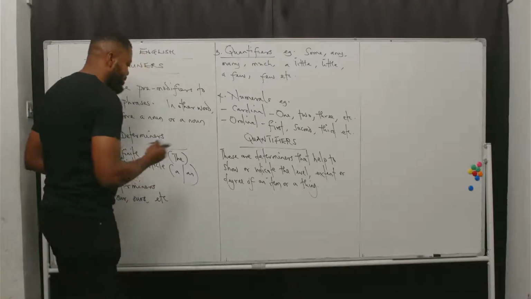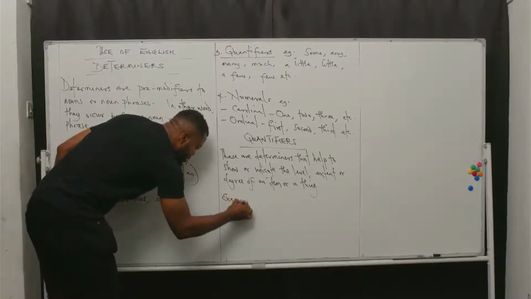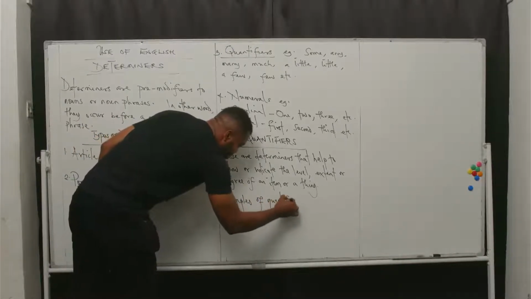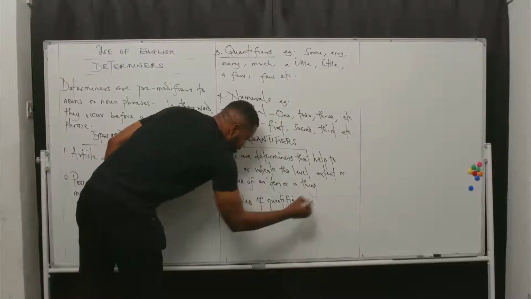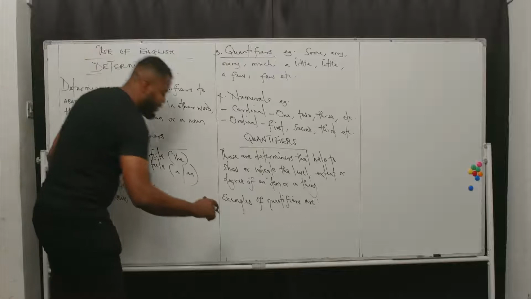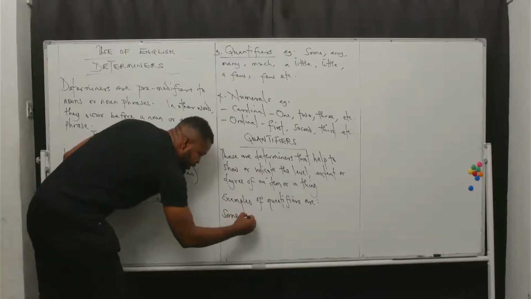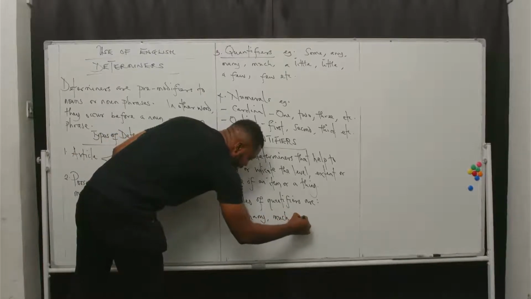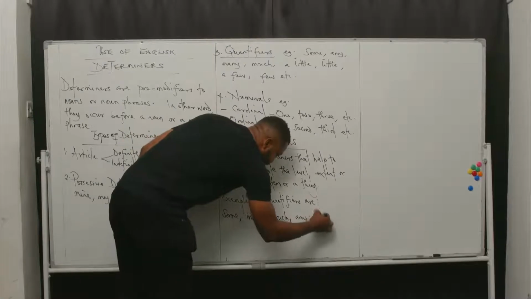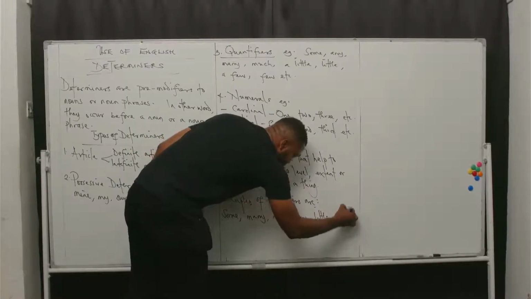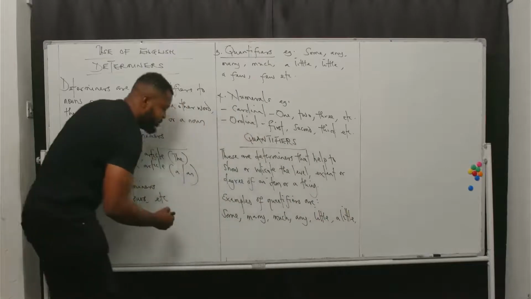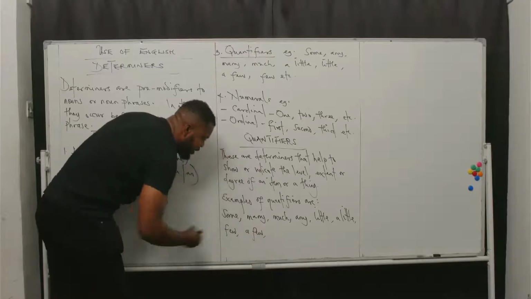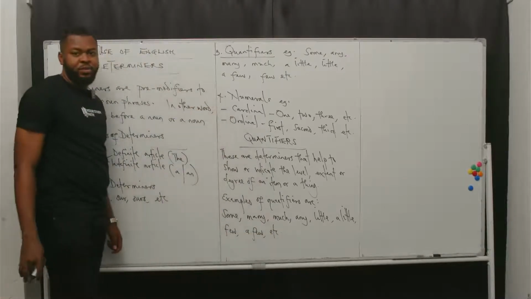So let's look at examples. Examples of quantifiers are, for instance, you have some, you have many, you have much, you have any, you have little, you have a little, you have few, you have a few, and so on like that. Is this clear to you?